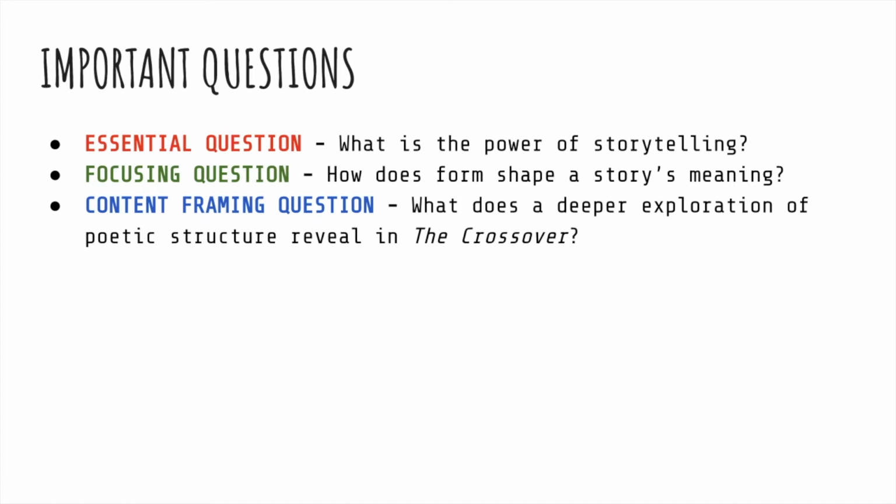The other one was, how does what was it? The sense of self, right? Josh's sense of self. Now it is how does form shape a story's meaning? So we're only going to be looking at poem structure and how the poem's written, and how analyzing that can get us to the meaning of the story and then the theme and what it's about, right?